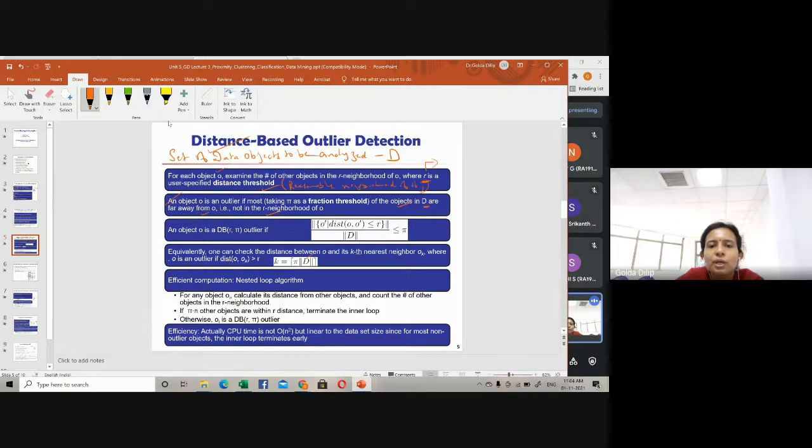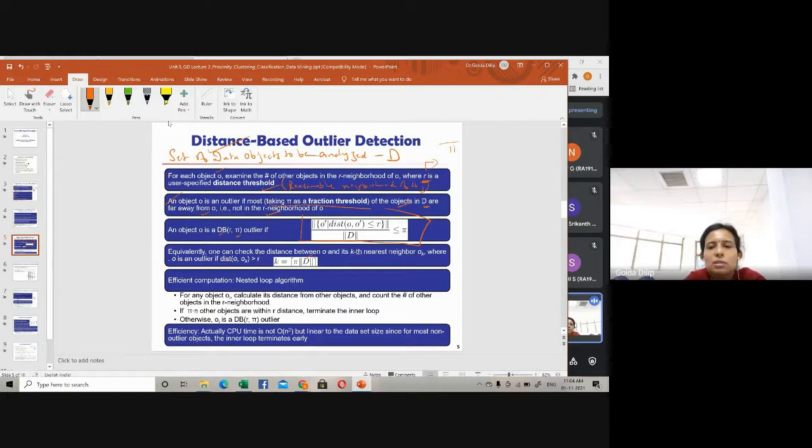You can even specify a fraction threshold, just like a user-defined threshold. The fraction threshold is represented by the letter pi. An object O in a distance-based outlier detection technique, which takes the parameters R, the user-specified distance threshold or reasonable neighborhood, and pi, the fraction threshold, is treated as an outlier if it satisfies this condition: the count of objects O dash with distance of O to O dash less than or equal to R, divided by the absolute value of D, is less than or equal to pi.